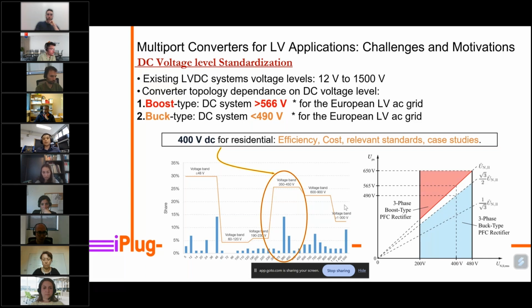to attain optimized efficiency and cost, especially for residential level scenarios. So most of our studies will focus on 400 volt DC systems, but we also have the motivations for a buck-boost multiport converter to interface a wide range of these systems.